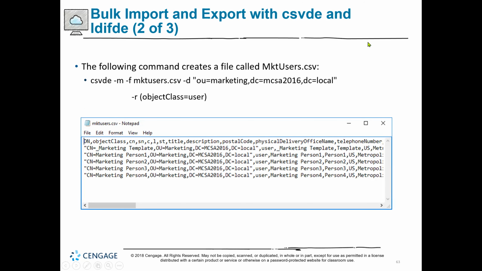All right, so this is the command. The following command creates a file called, I'm assuming they're trying to do marketusers.csv. CSVDE -m -f, then there's your file, -d, and then there's the OU, DC, blah, blah, blah, blah. I'm saying blah, blah, blah, blah, because that's just a lot there.